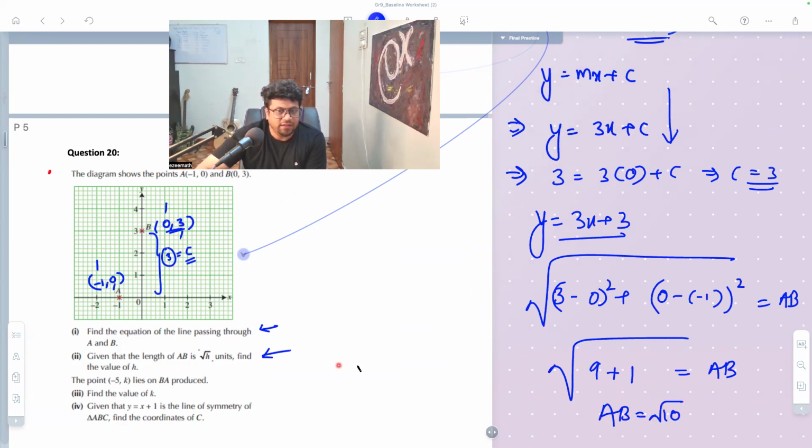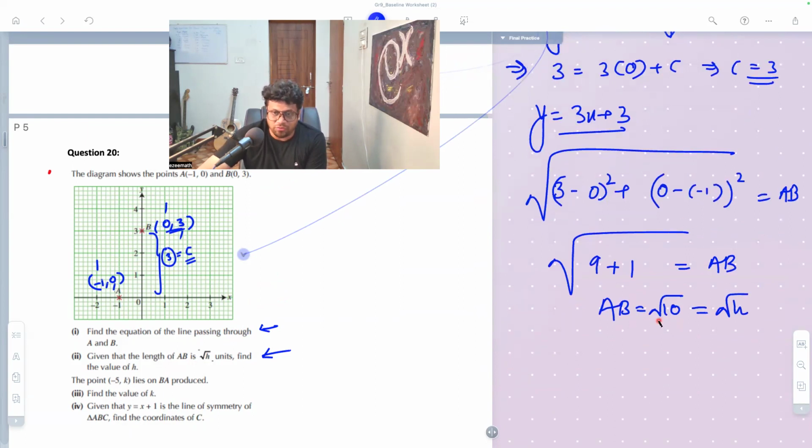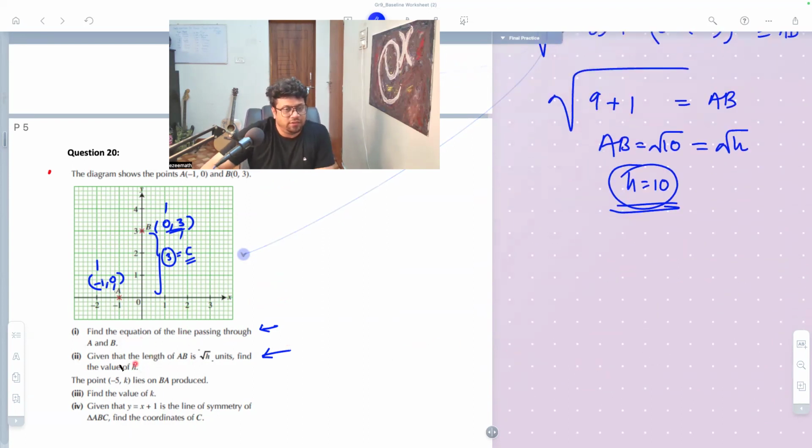Well, they've said that the length is root h, and we need to find h. I found it to be root 10. So h must be 10. That is your answer for part 2. Now let's look at another one.